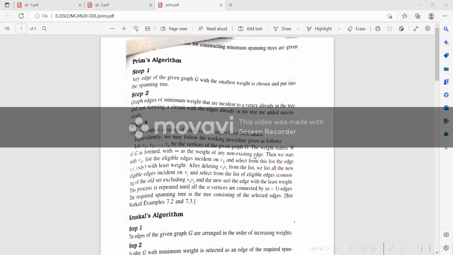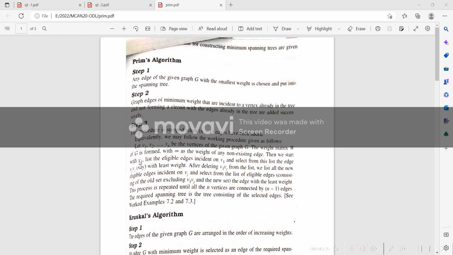So if one edge is non-existing, then that weight is taken as infinite. Okay, so with this idea we have to form the weight matrix of the given graph. Then we start with vertex v1. So initially we are starting with v1. Okay, so list all the eligible edges on v1.